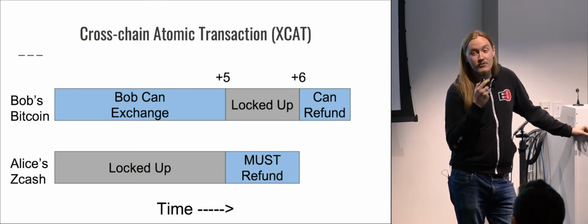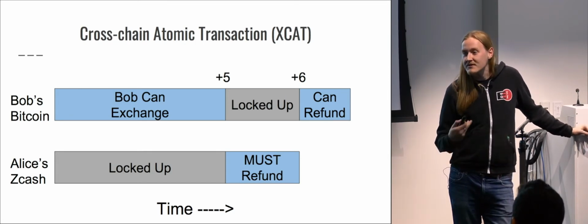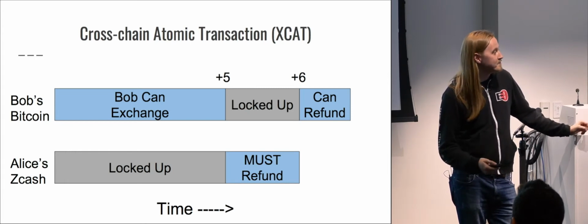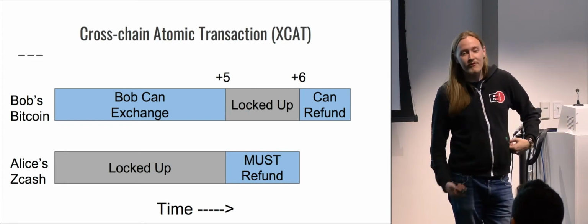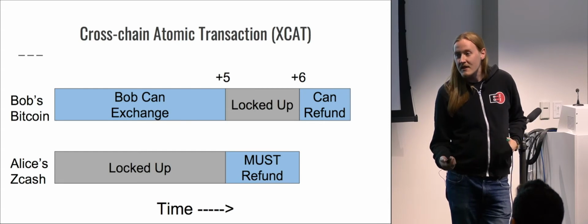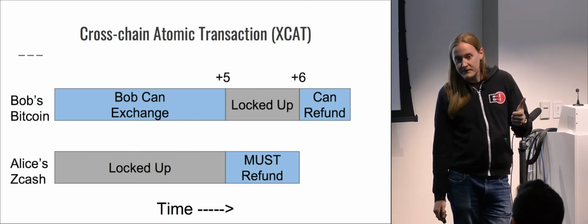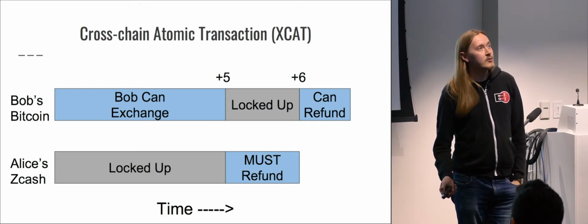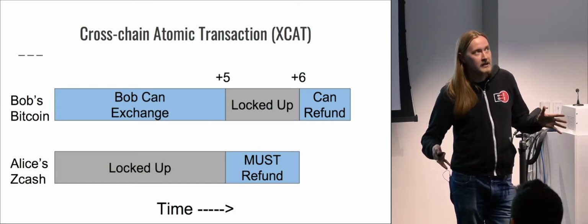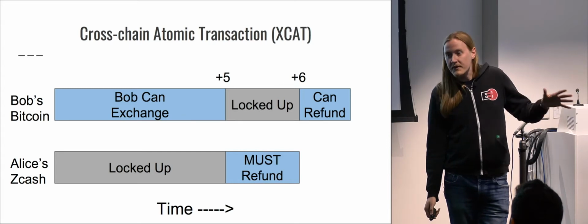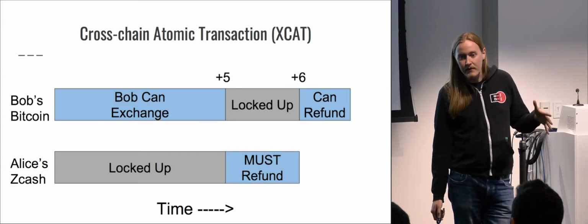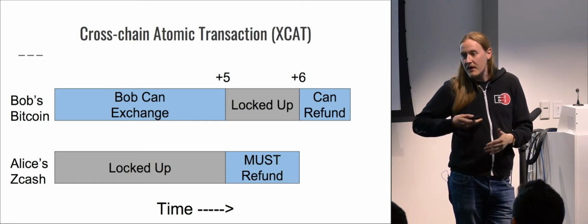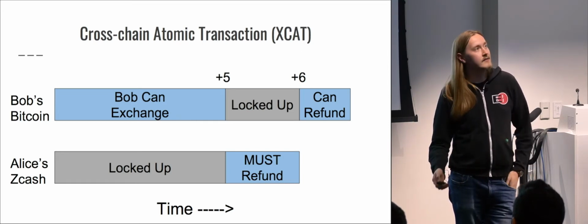And anytime you see this word must in all caps, it means that's something they have to do or they lose all of their money right away. So if Alice doesn't refund between hours 5 and 6, Bob can refund his Bitcoin and get Alice's Zcash. So over time, we've gone from this position where Bob can exchange his Bitcoin to, if he hasn't, Alice gets her Zcash back, then Bob gets his Bitcoin back.